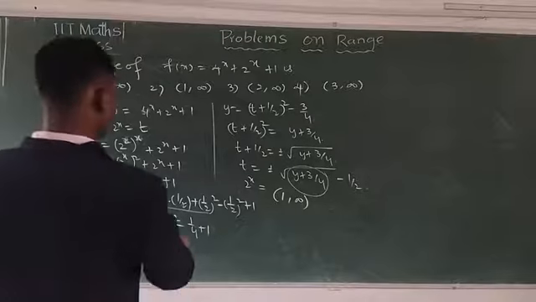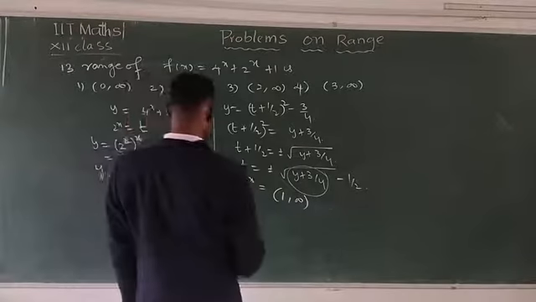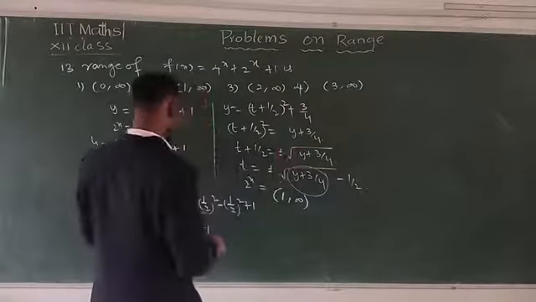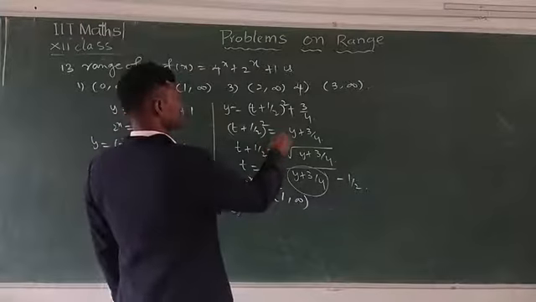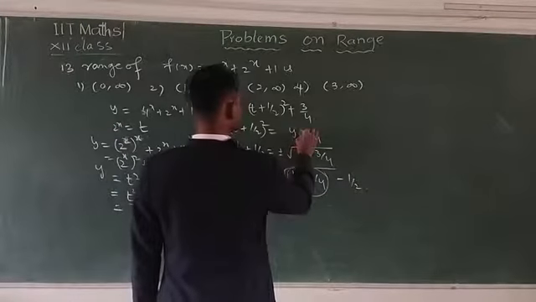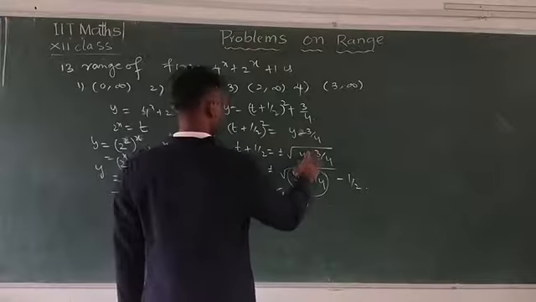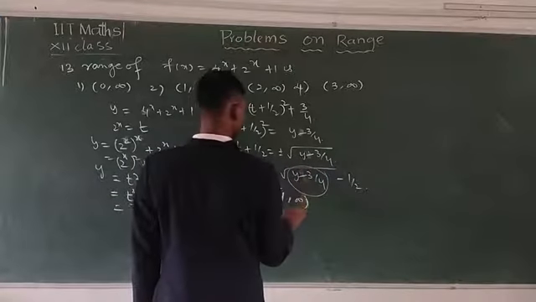Actually I made a mistake here. This is 4, 1 is 4 plus 1, means this is plus 3 by 4. Plus 3 by 4. Here plus 3 by 4, send that side means minus 3 by 4. Then here also minus 3 by 4.